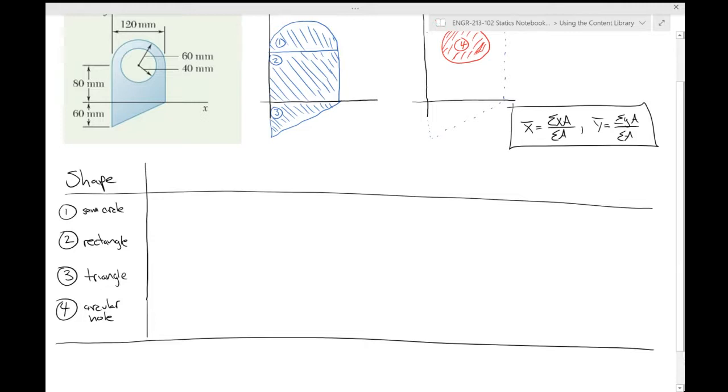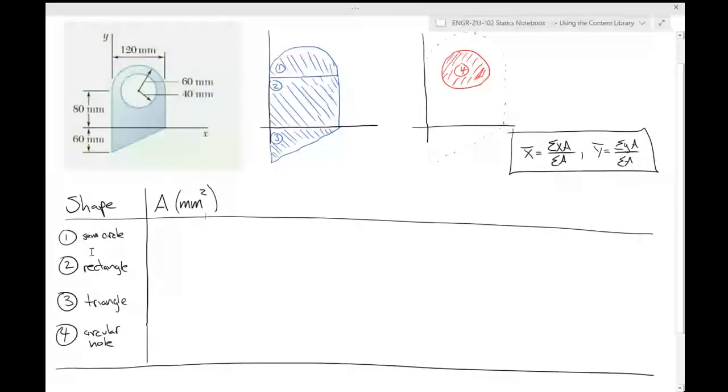Okay, so I usually think it's easier to start with the areas. So let's start off with the areas. So we're going to write the areas, and now let's put the units. This is area, and this is going to be in millimeters squared, right? Because all the dimensions are in millimeters. So let's start off with the semicircle. Okay, so I'm talking about this region right here.